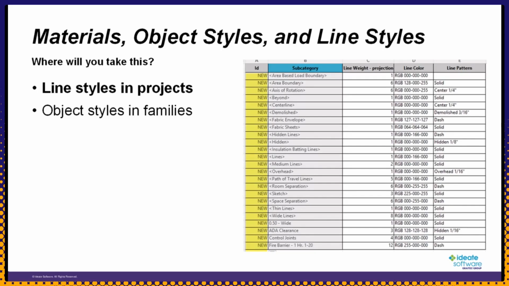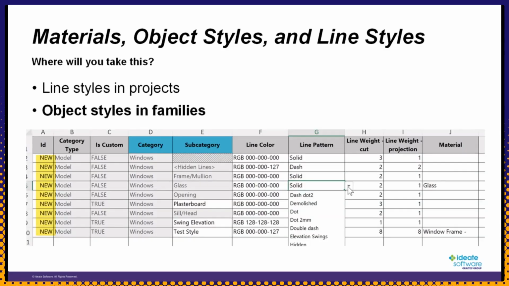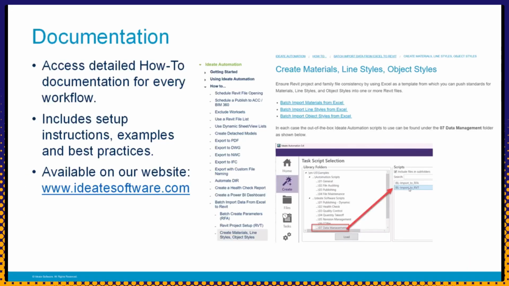Using Ideate Automation and BIMLink, define your styles in Excel, whether it's line weights, colors, patterns, and object categories. Set the ID to new for creating these entities. Once imported, these styles are automatically added to your Revit projects and families, giving you a fast and consistent way to standardize graphics and documentation across multiple models and families. And remember, we have detailed documentation on our website for all the workflows we covered today, so you can dive deeper and start using these features right away.